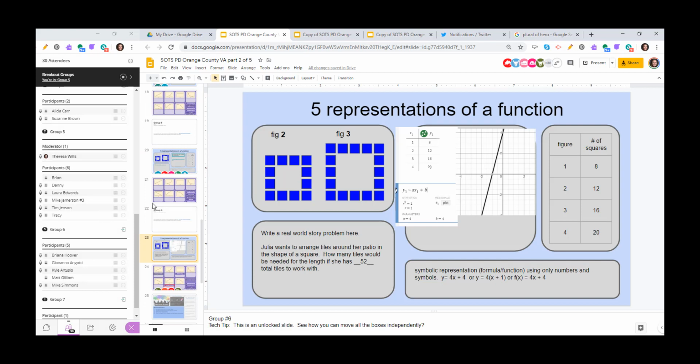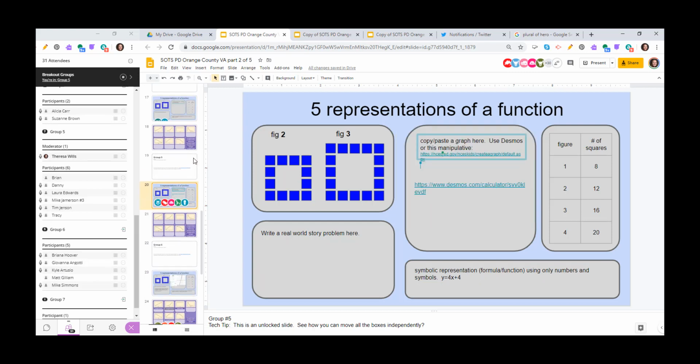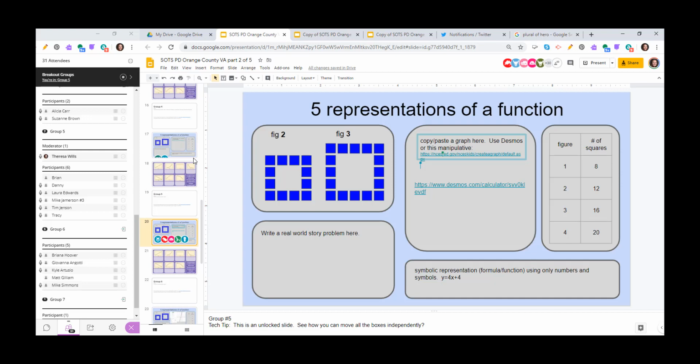Laura, can you? I can. I can't figure out where you guys are. Okay, we are on slide 20. I'm looking at slide 20. Okay. So where it says figure 2, right here. Yeah.